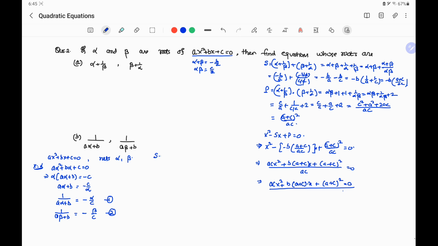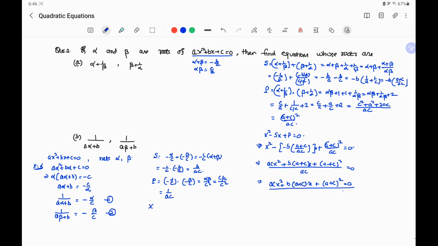Therefore, the sum of the roots will be equal to minus alpha by c plus minus beta by c. This will be equal to minus 1 by c into alpha plus beta. And replacing the value of alpha plus beta, which is minus b by a, this will be equal to b by ac. Similarly, the product of the roots will be minus alpha by c into minus beta by c, that will be equal to alpha beta by c square. Replacing the value of alpha beta, it will be c by a by c square. Therefore, we will have the product 1 by ac.